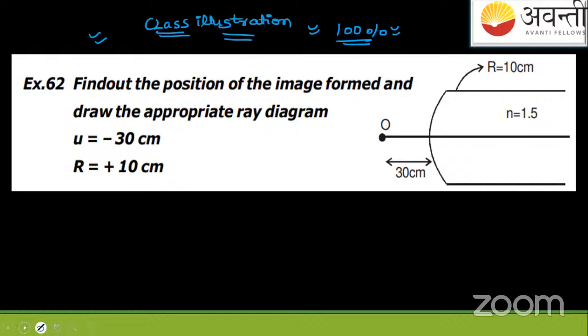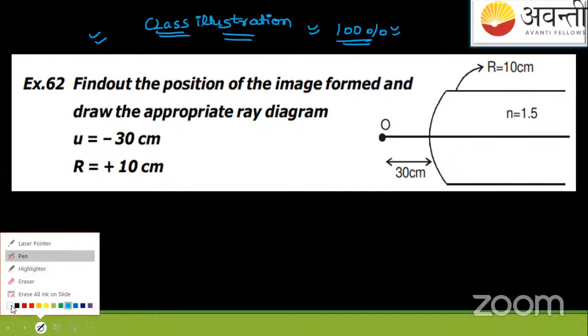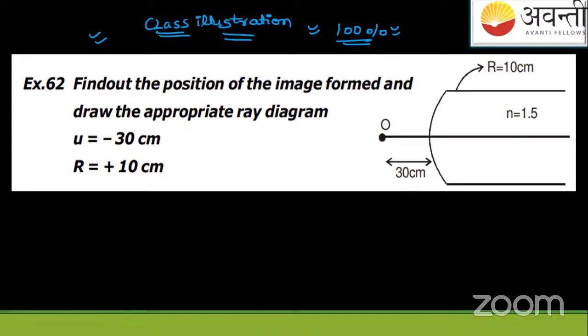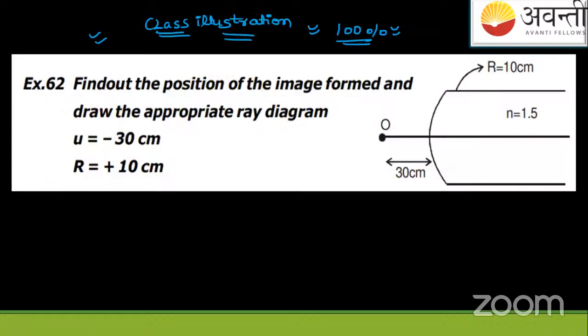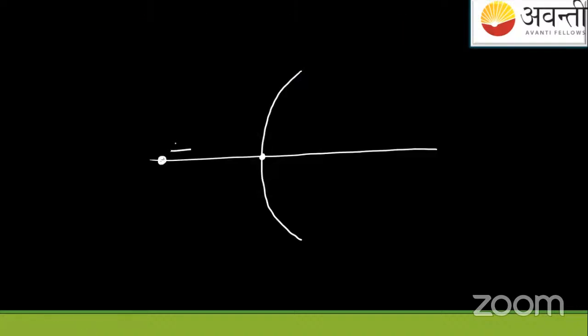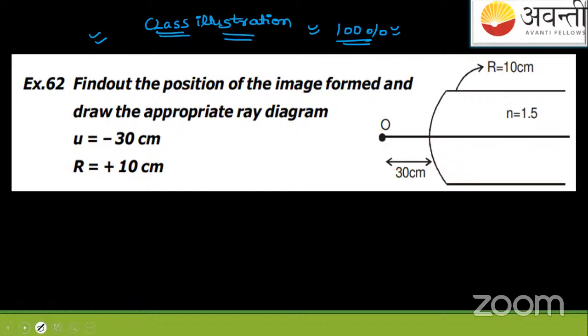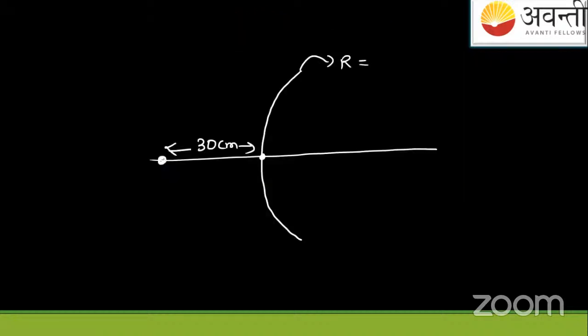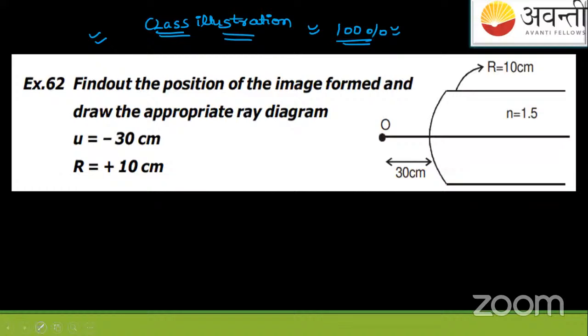Okay, students. So this question is given to you: 1.5 and 30. I will draw this question for you. Here they are giving you a refractive surface, with its center point. The object is at 30 centimeters, and the radius of curvature is 10 centimeters. The refractive index inside is 1.5.